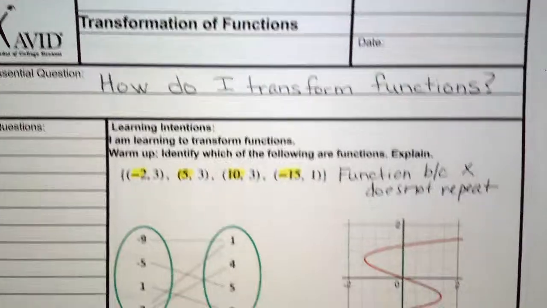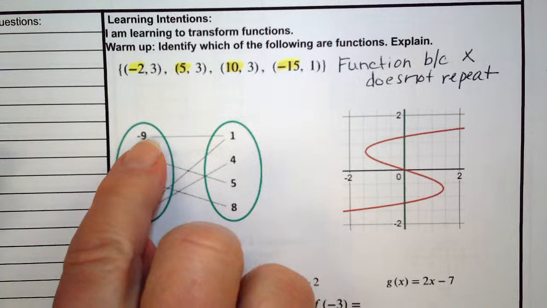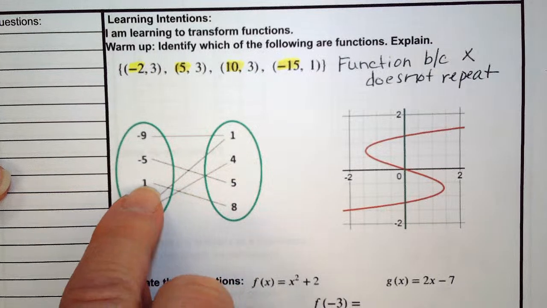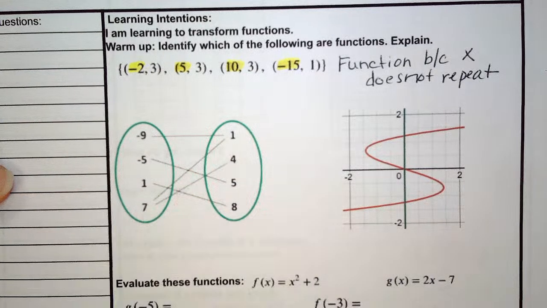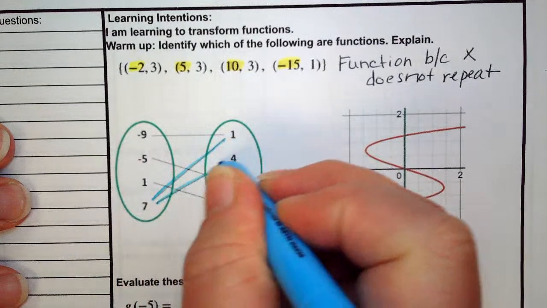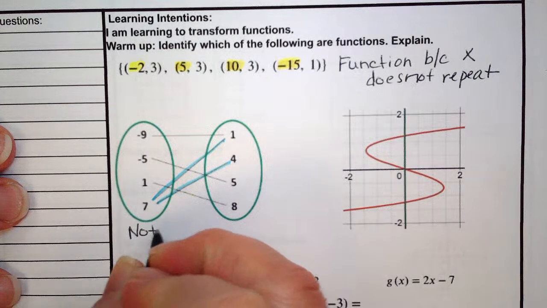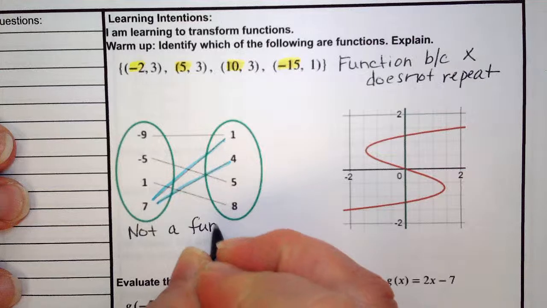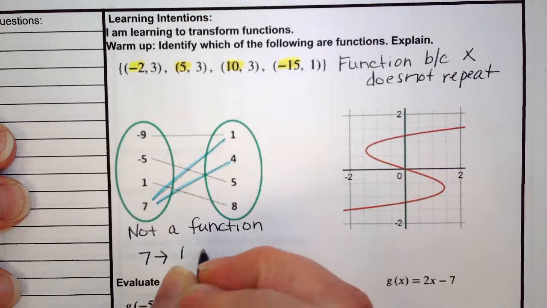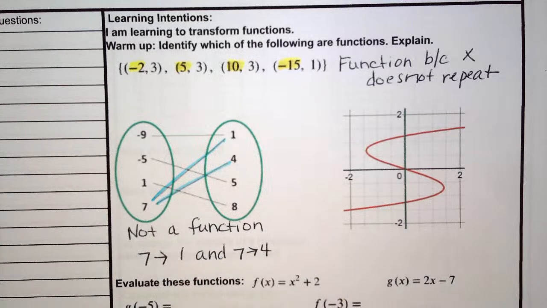Okay, what about the mapping? What do you notice? Well, -9 only has one line. -5 has one line, and 1 has one line, but 7 has two. What does that tell us? It is not a function. And why? Because 7 is mapped to 1 and 7 is mapped to 4. So it is not a function.